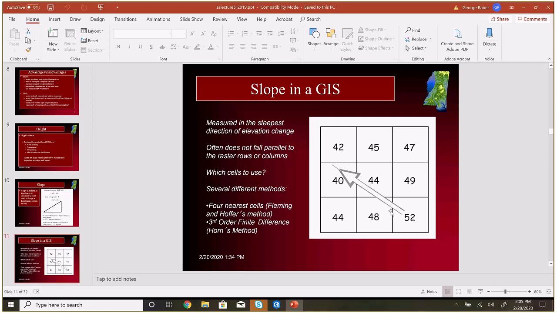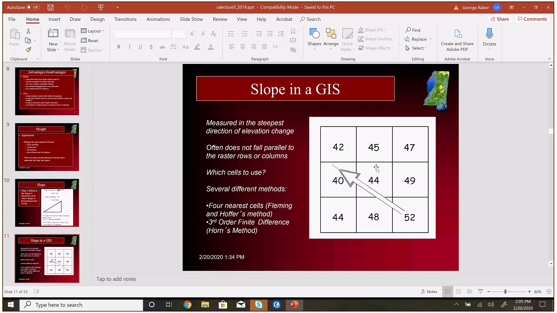Oftentimes it doesn't. In fact, most of the time, the slope isn't parallel to the raster rows or columns. So we want to calculate slope in a certain area. We need to use the nearby cells, because for the slope of one cell, 44, how much is it changing? How much is this cell changing? If we ask ourselves that question, naturally we need to look at our neighbors to find out how much this cell is changing, right?